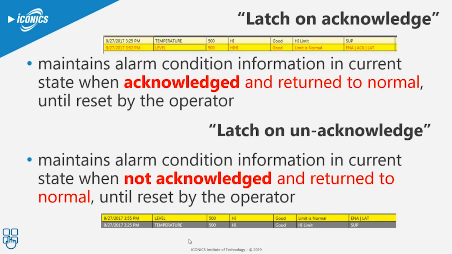The latch state is used to keep the alarm visible even if it returns to the normal state and has been acknowledged by the user. The user could reset the state when the alarm is at rest in the field and no longer needs to be latched.